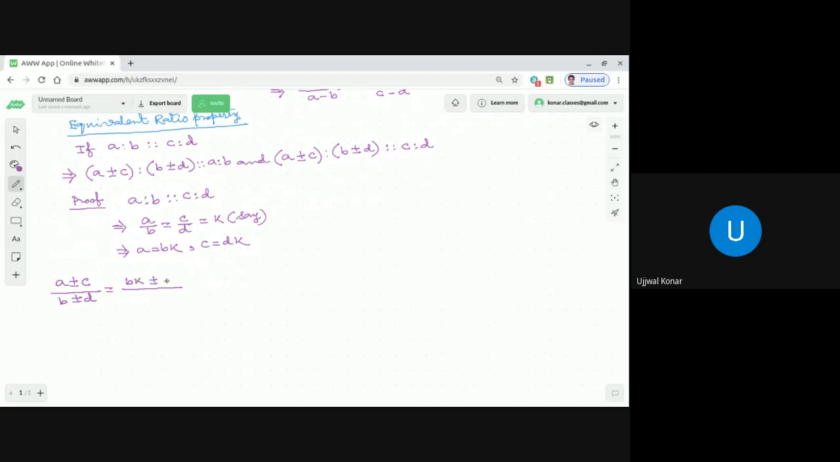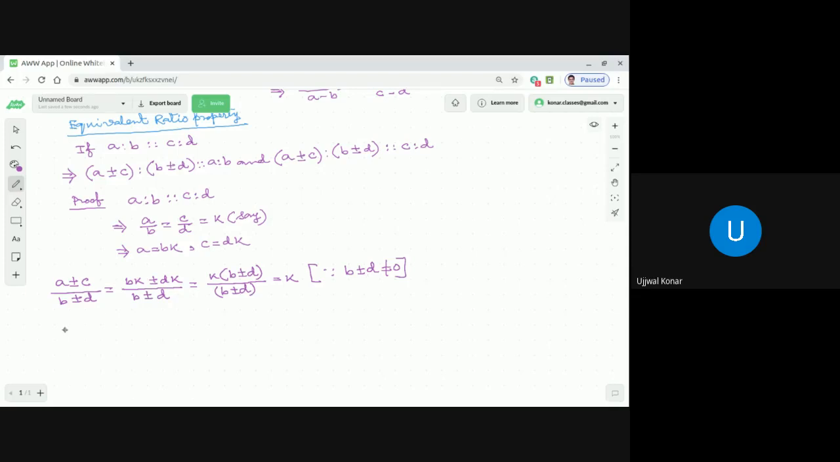So (BK plus minus DK) divided by (B plus minus D). So what can we do here? That is equal to, we can take K common, K(B plus minus D) divided by (B plus minus D). So that is equal to what? That is equal to K, since B plus minus D is not equal to 0. And what is K? K is nothing but A by B and C by D both.